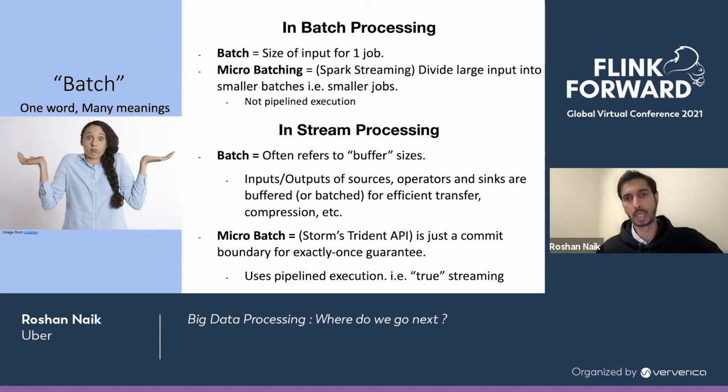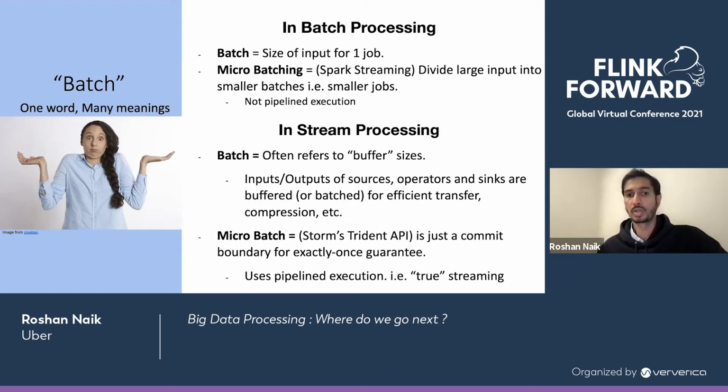Coming to the word batch, this word has different meanings based on the context it's being used. In the world of batch processing, it can mean the size of the input given to a job. And microbatching means you're dividing that larger input into smaller batches and running it through multiple executions of the job. Spark Streaming uses microbatching, but fundamentally, microbatching is not pipeline execution, which means microbatching cannot be called streaming.